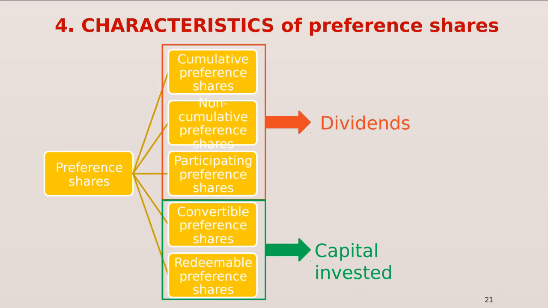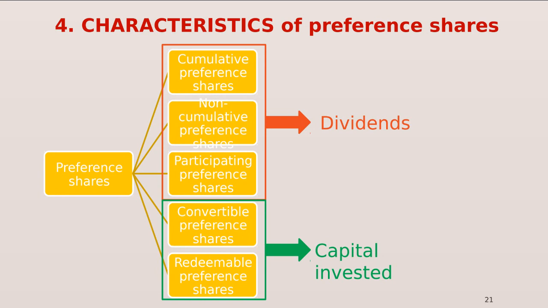Okay. So we've got 5 characteristics. So now we're talking about preference shares. We finished describing ordinary shares and preference shares. Now we want to talk about the characteristics of preference shares. We've got 5 characteristics. The first 3 characteristics that we're going to discuss are going to describe something about dividends, right? The last 2 characteristics that we're going to talk about today are going to describe something about the capital invested.